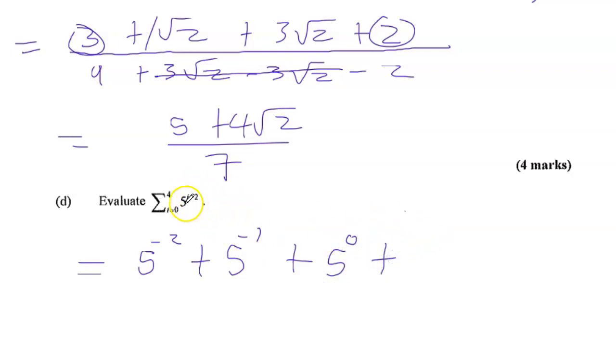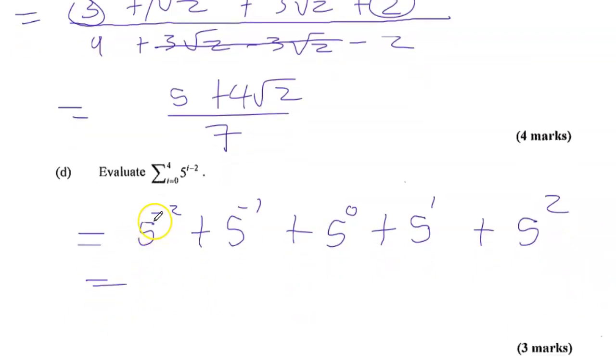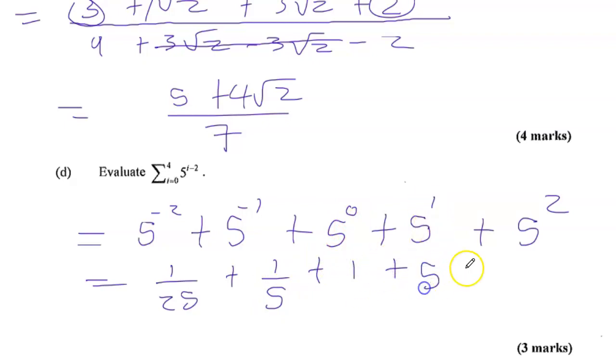Replace i with 3, that's 5 to the power of 3 minus 2, which is 5 to the power of 1. Replace i with 4, that's 5 to the power of 4 minus 2, so that's 5 squared. So we sum all of these. 5 to the power of minus 2, that's 1 over 5 squared, which is 1 over 25. 5 to the power minus 1, that's 1 over 5. 5 to the power 0, that's 1. 5 to the power 1, that's 5. And 5 squared, that's 25.